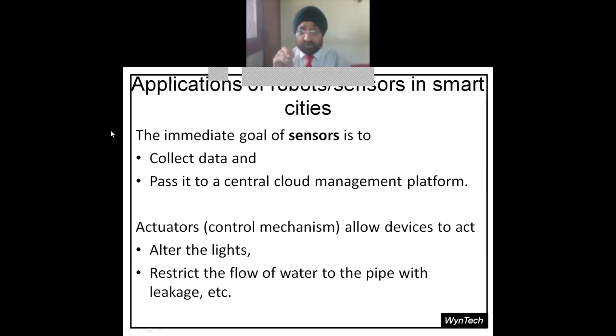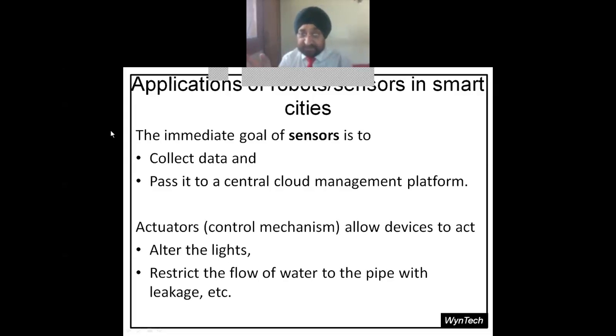The immediate goal of a sensor is to collect data and pass it to the cloud management platform. So the basic purpose of the sensor, as we discussed many times, is to collect the data and give the input to the main system.